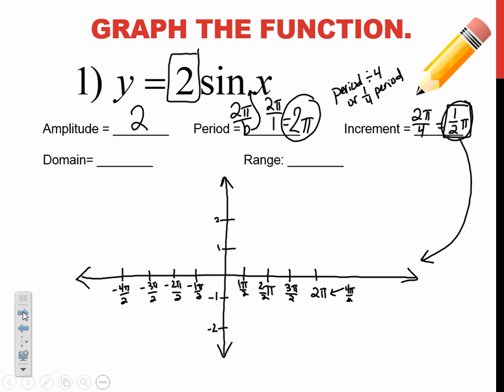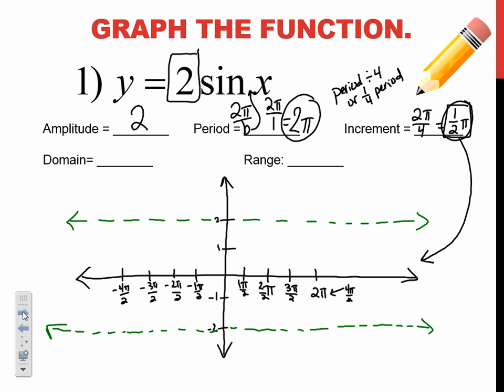Here's where another color comes in. That amplitude mark is the maximum height I can have. So I always switch colors right here, and this is the maximum height of the wave. And then on the bottom, I'm also going to put one at negative 2. The axis in the middle is called the midline. So this is 2 and negative 2, and my midline here is the middle of the graph.